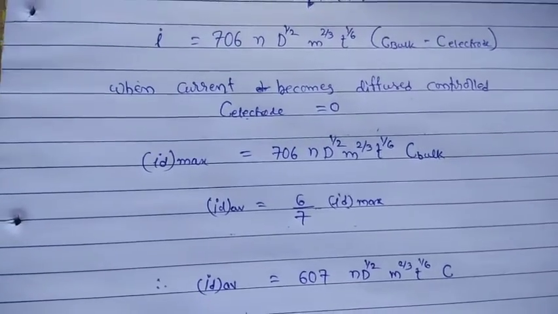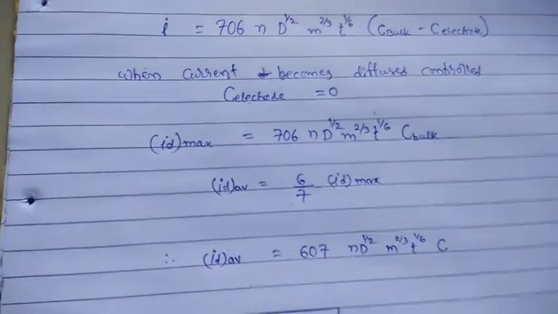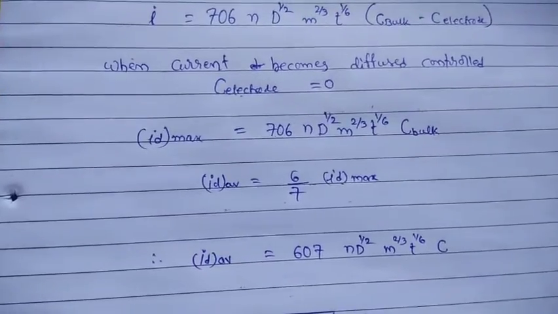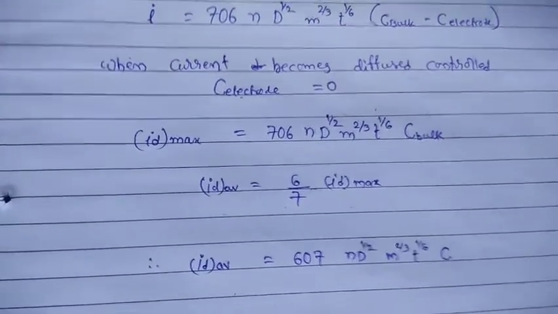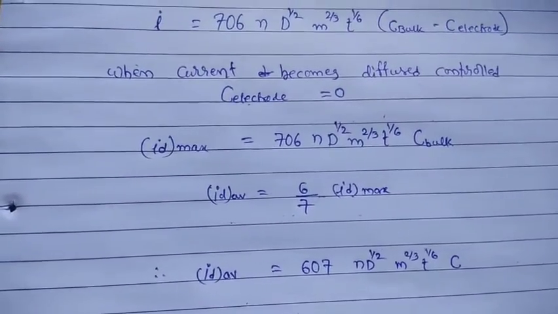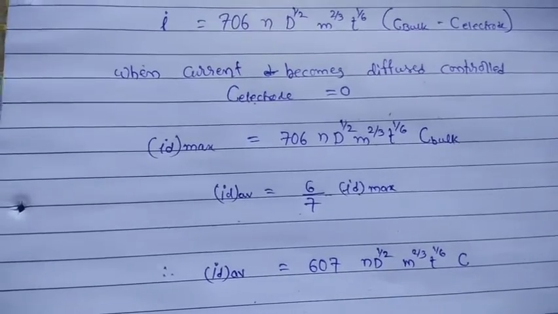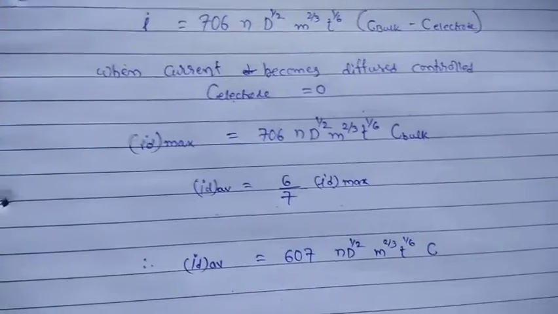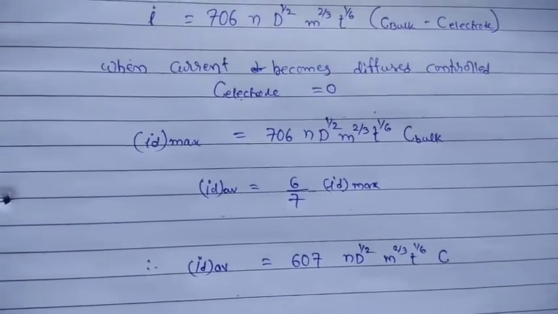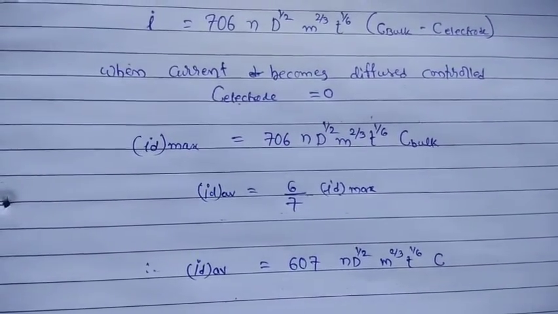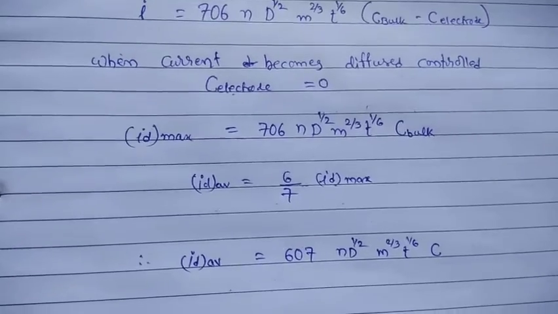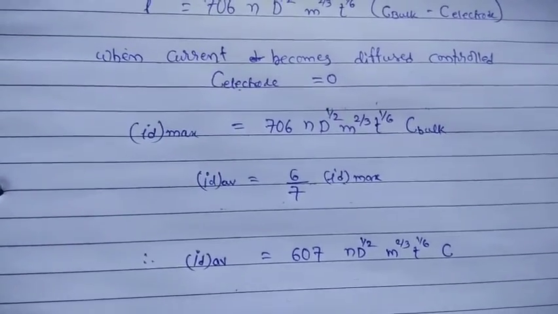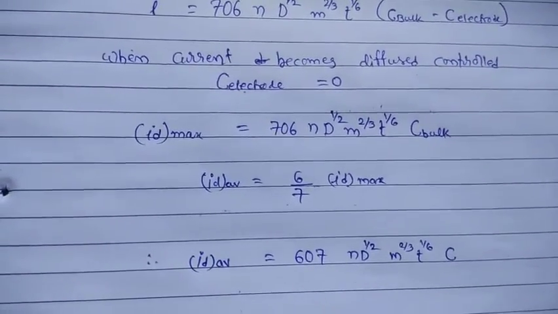D is the diffusion coefficient of the electroactive species. t is the lifetime of a drop, or you can say the time interval between the detachment of two successive drops, and is expressed in seconds, while C is the concentration of the electroactive species, which is measured in millimoles per liter.